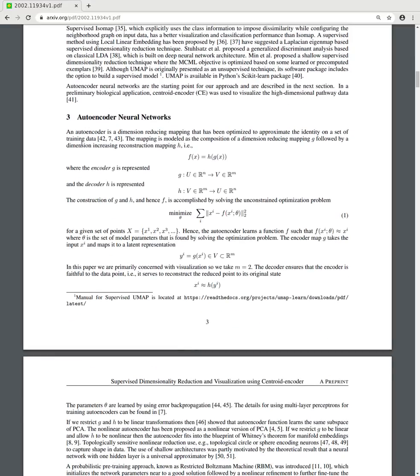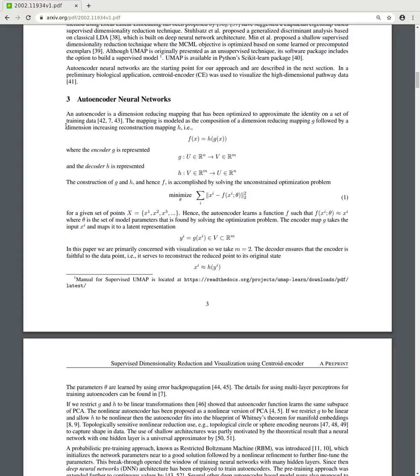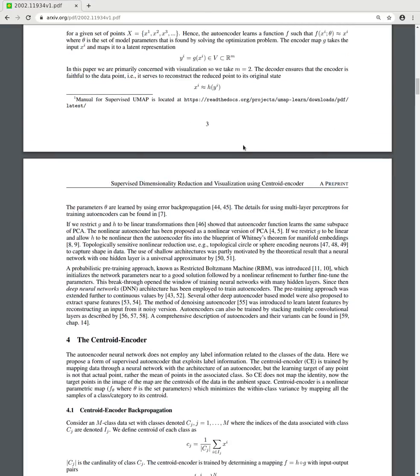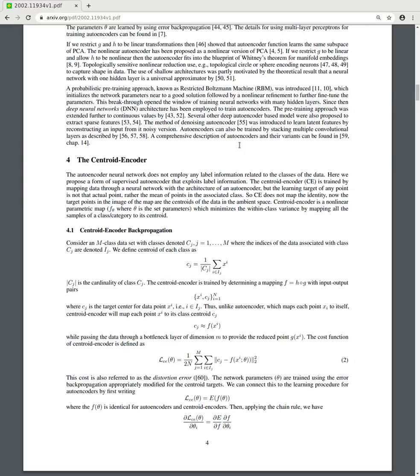Auto-encoder neural networks. So an autoencoder is a dimensionality-reducing mapping that has been optimized to approximate the identity on the set of training data. The mapping is modeled as a composition of a dimensionality reduction mapping G followed by a dimensionality increasing reconstruction mapping H. Okay, let's continue.